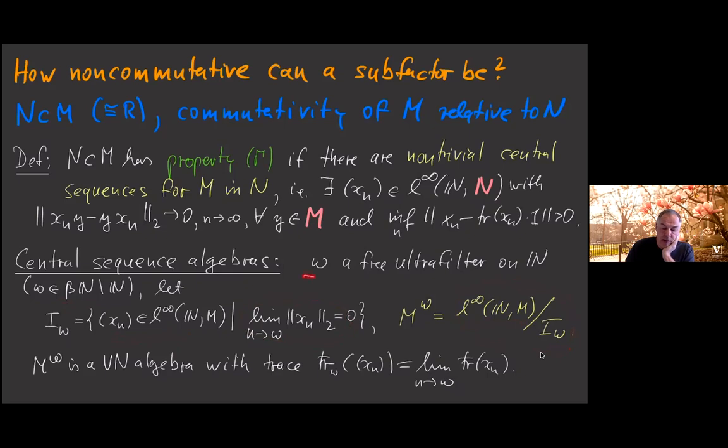Now, why in the world are we taking a complicated free ultrafilter? Well, the reason to do that is that if you take a free ultrafilter, then you actually end up with a von Neumann algebra. And it's not just any von Neumann algebra, it's a tracial von Neumann algebra. If you didn't do the ultrafilter thing, but just take the limit as n goes to infinity, you just get a C-star algebra, you don't get a von Neumann algebra.